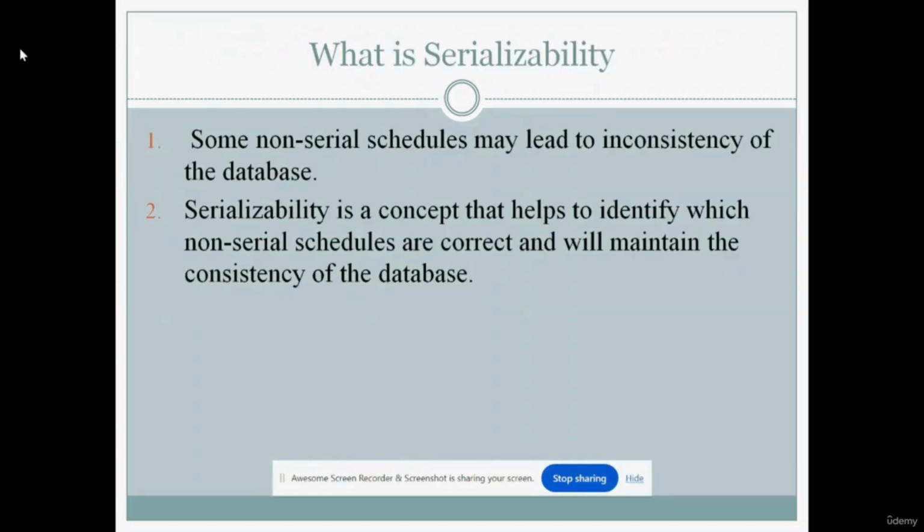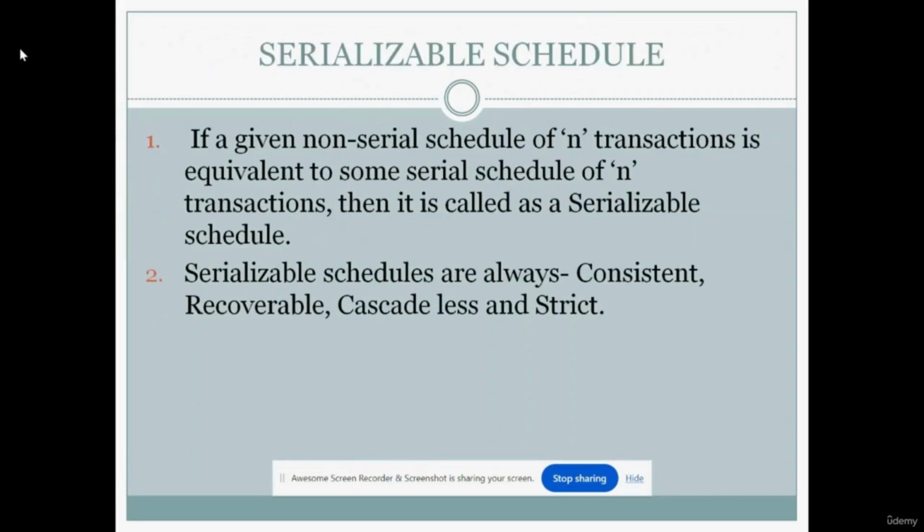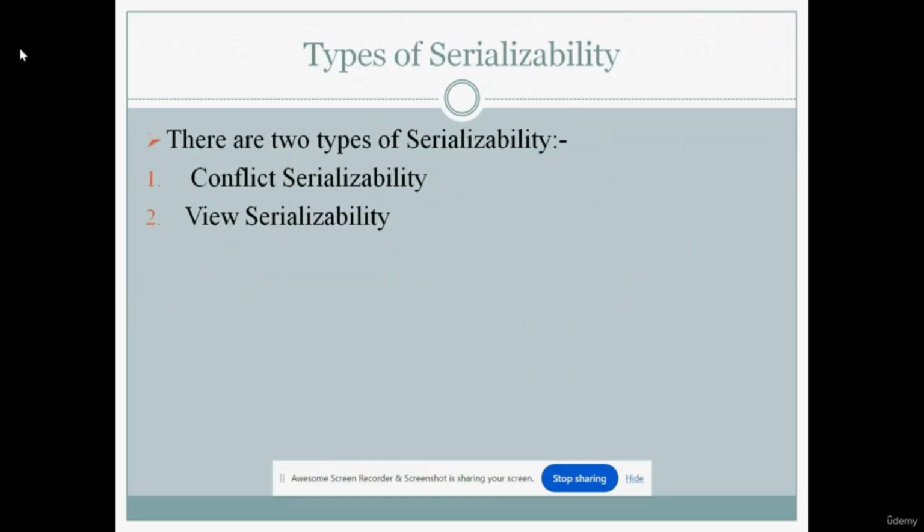Now coming to what is serializability. Some non-serial schedules may lead to inconsistency of the database. Serializability is a concept that helps to identify which non-serial schedules are correct and will maintain the consistency of the database. Now coming to serializable schedule. If a given non-serial schedule of n transactions is equivalent to some serial schedule of n transactions, then it is called a serializable schedule. Serializable schedules are always consistent, recoverable, cascadeless, and strict.